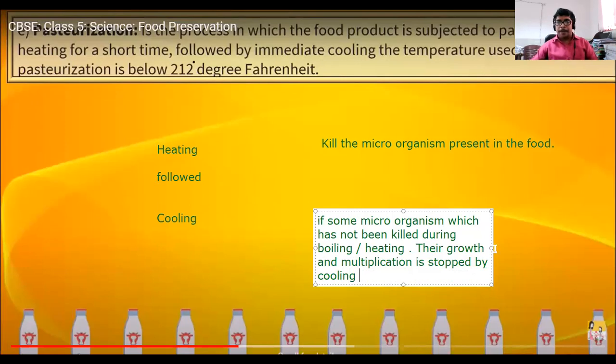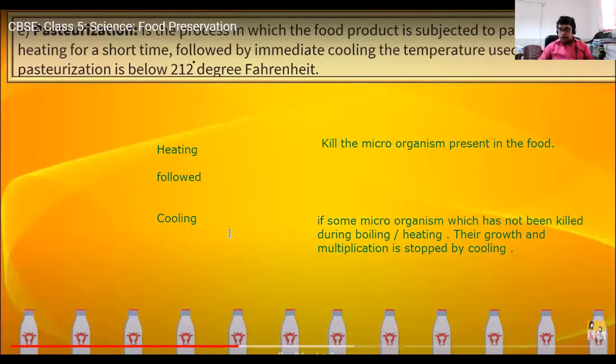I hope you have understood it. So why heating and why cooling? Heating means to kill the microorganisms present in the food. Why is boiling done? To kill the microorganisms present. And it so happened that when we have boiled the foodstuff, all the microorganisms are not killed.